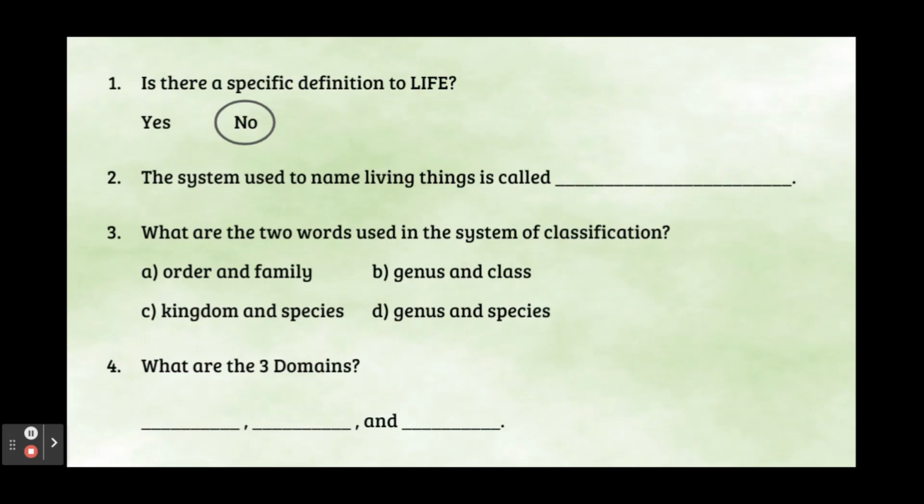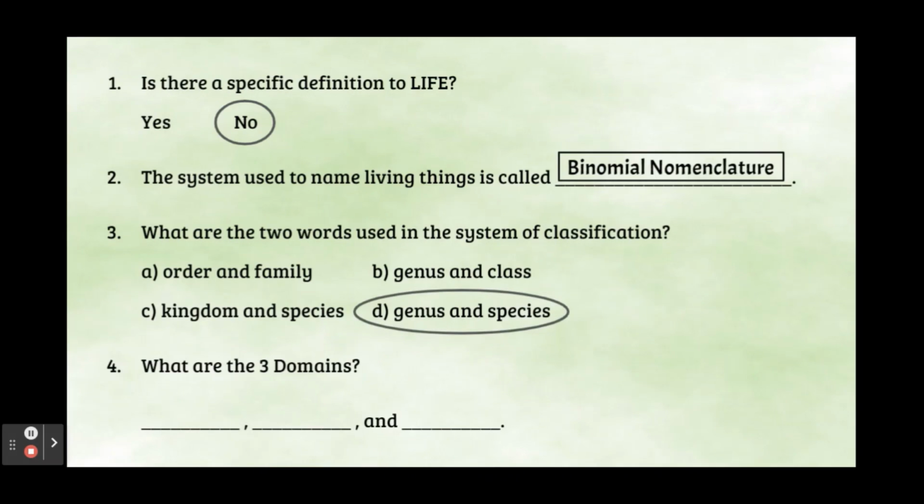All right, number two, the system used to name living things is called? The answer is binomial nomenclature. This is the two-word system, with the genus and the species, used to name every single organism we've discovered so far. Number three, what are the two words used in the system of classification? I literally just said this. The answer is D, genus and species. Like I said before, these are the two most basic. Species is the most basic, and then the next higher one is genus, and this makes up binomial nomenclature.